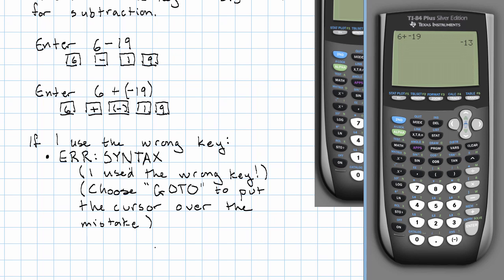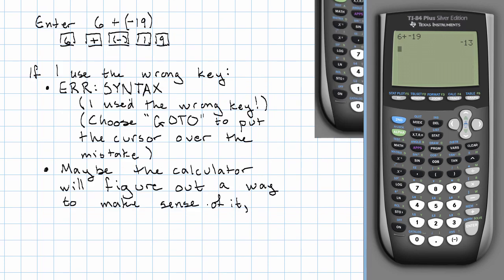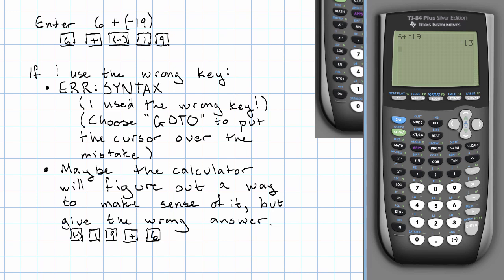Sometimes, though, if I enter the wrong sign, the calculator will figure out a way to make it make sense. But in that case, it'll typically give me the wrong answer. So if I enter, for example, negative sign 19 plus 6, I get negative 19 plus 6 is negative 13.